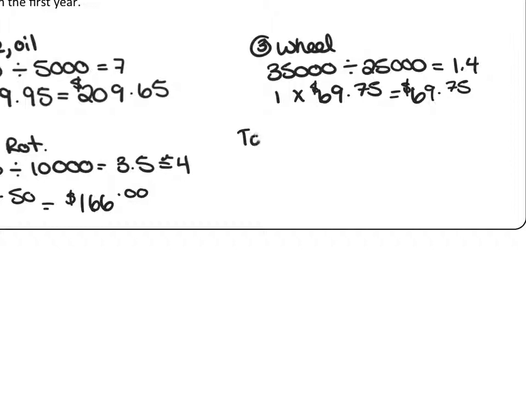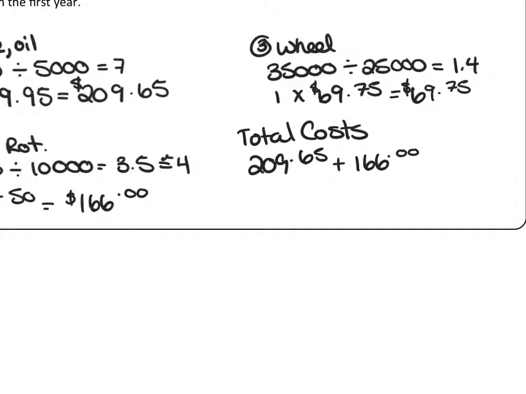So the last thing to do is just total up all the costs. So 209.65 plus our 166 plus 69.75. When you add all of those up, you get $445.40. So it gives you a good approximation of how much you're going to pay for the repairs and maintenance costs of your vehicle for the year.